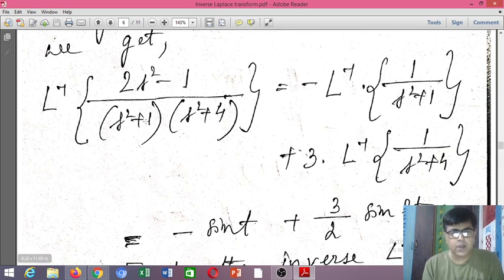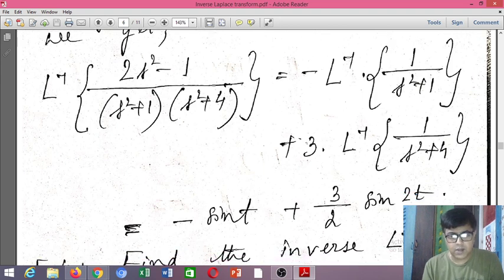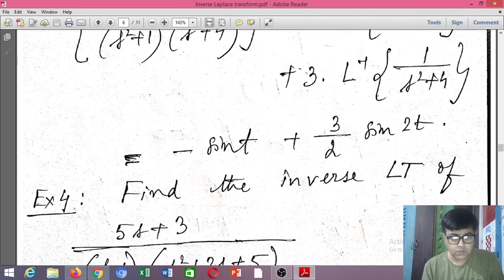So it's very simple. The moment you bring it in this form, it becomes pretty simple. But the main thing is how to bring the function into that form. That is the most important thing.